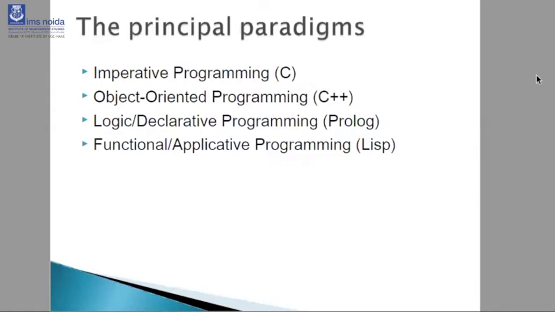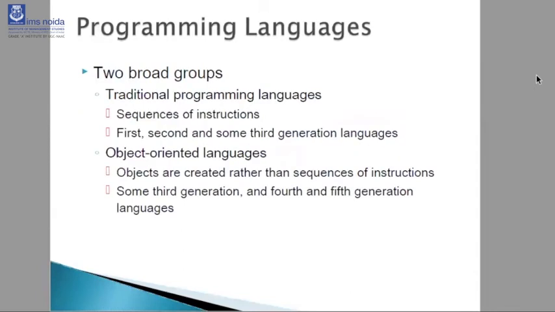Now principal paradigms. There are lots of languages that exist, like C++, Prolog, Lisp. Everyone knows C is a mother language. Firstly, we discuss the programming languages. Two broad groups exist. First is traditional programming language and second is object-oriented languages. A traditional programming language is one where every step is performed step by step, or we can say every step is a sequence of instructions.